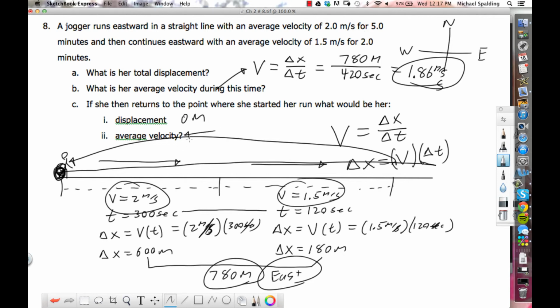What would be her average velocity? 0, because velocity uses displacement, delta x over delta t. Her displacement is 0, so her velocity would be 0. What would not be 0? Her distance and her speed. Her distance and her speed would not be 0, but we can't figure that out because we don't know the time for the return trip.